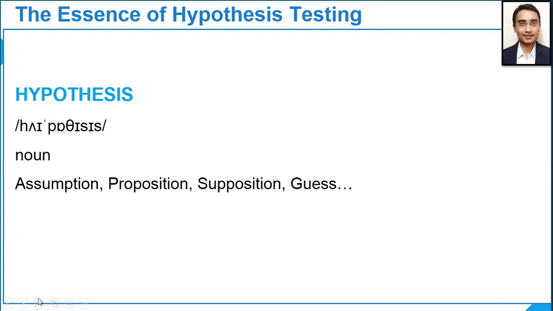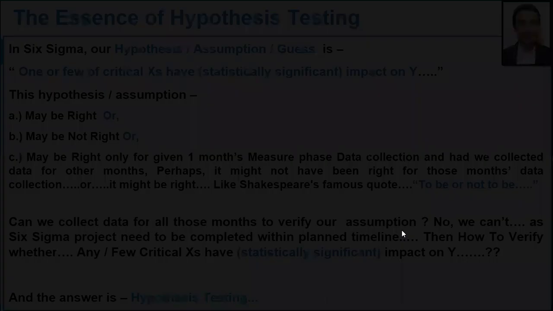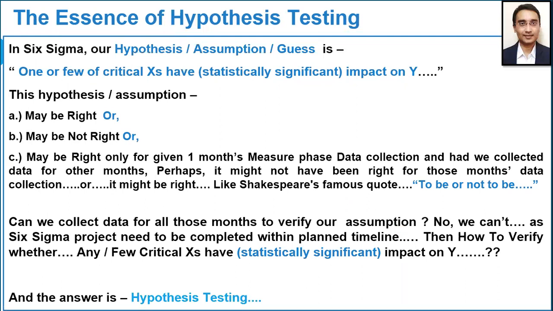The essence of hypothesis in Six Sigma: our hypothesis, or assumption, or guess, is that one or few of the critical X's that we segregated in the CI matrix have a statistically significant impact on Y. That's the assumption we are making here.